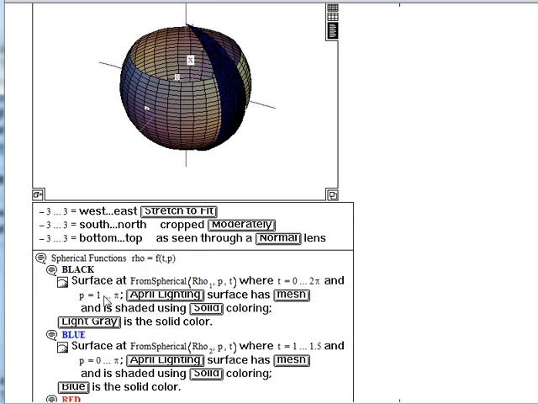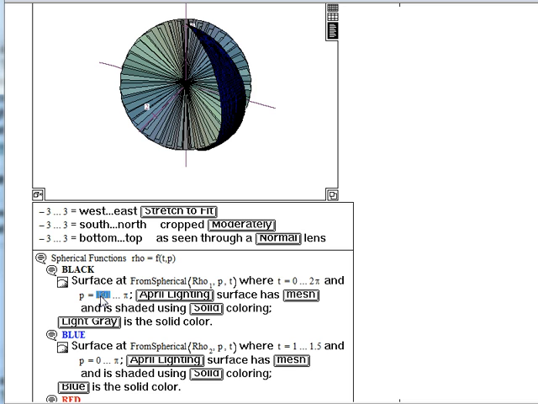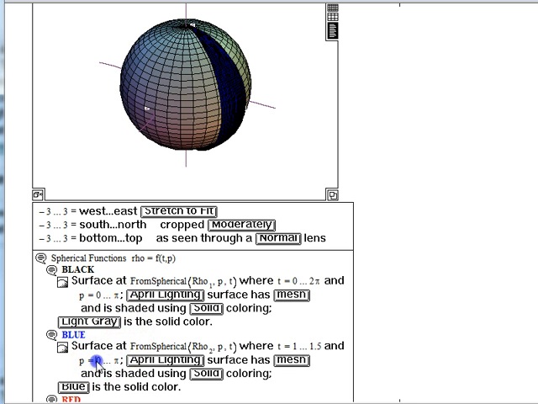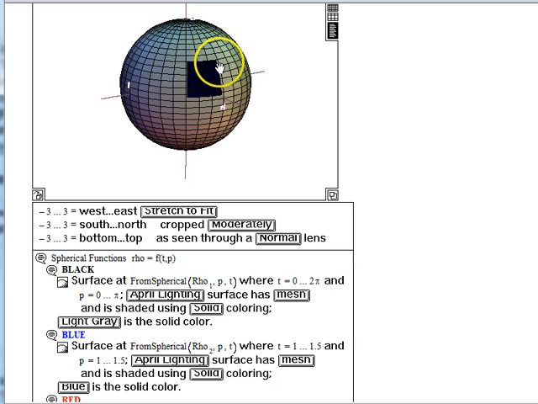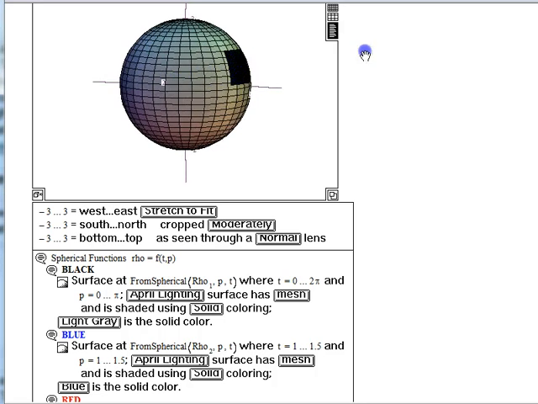Oops, I'm on the wrong surface. Sorry. There we go. Phi is going from 1 to 1.5. What we see here is that little patch of the sphere corresponding to this point right here, where phi and theta are both 1. So you change theta by a half a radian, you change phi by a half a radian, and it describes that little patch of the sphere.